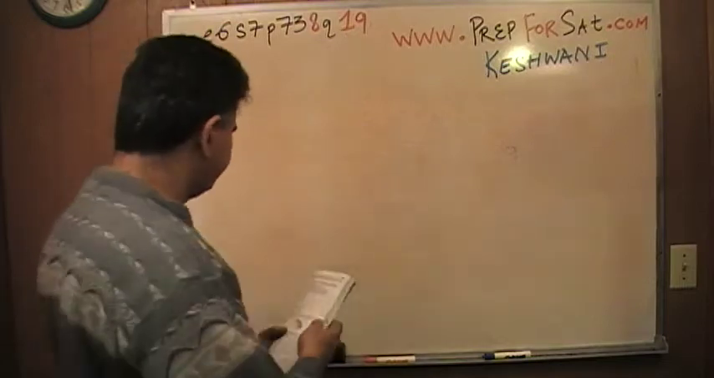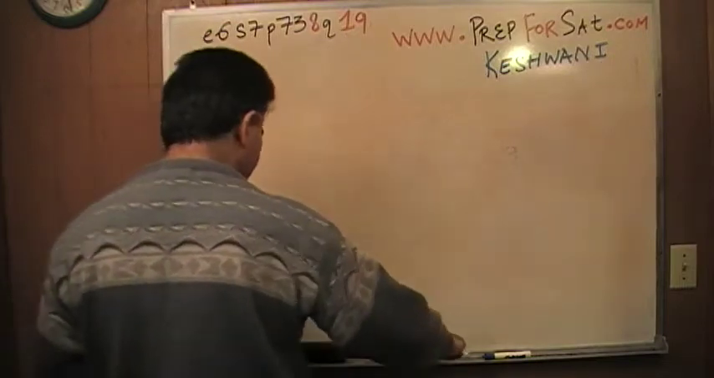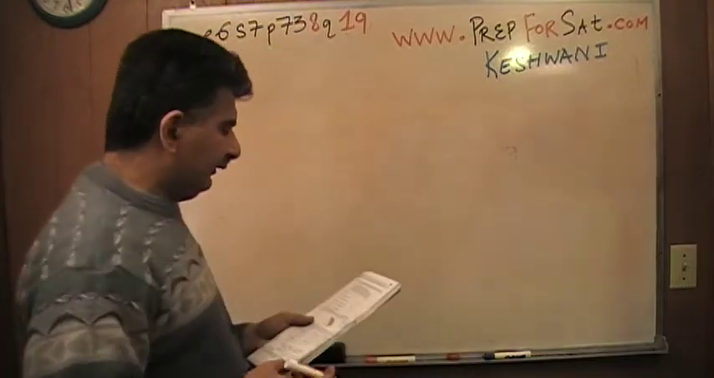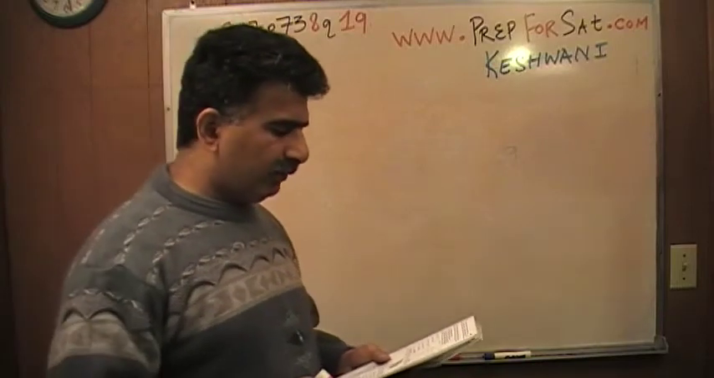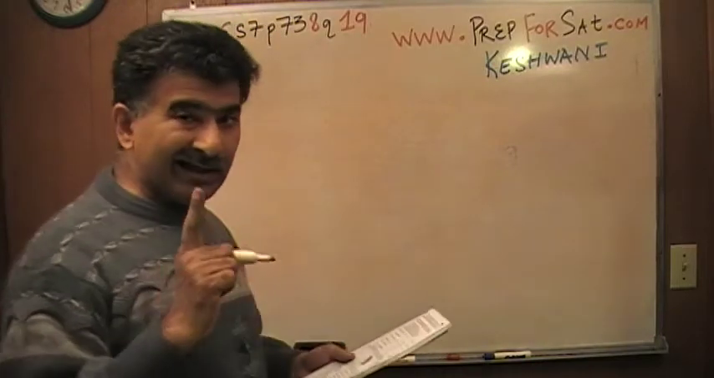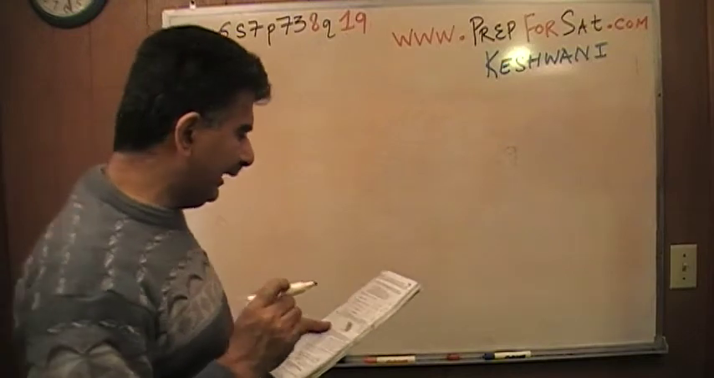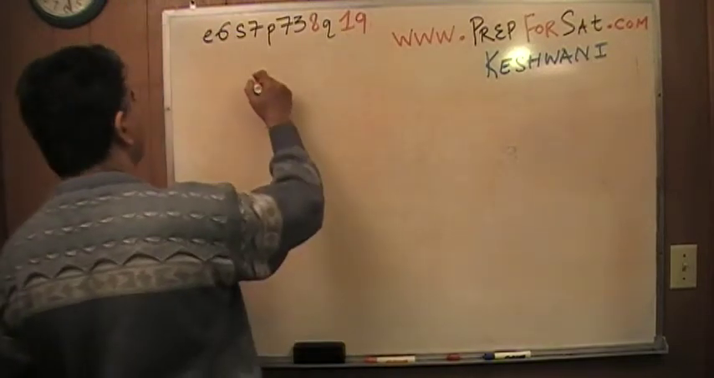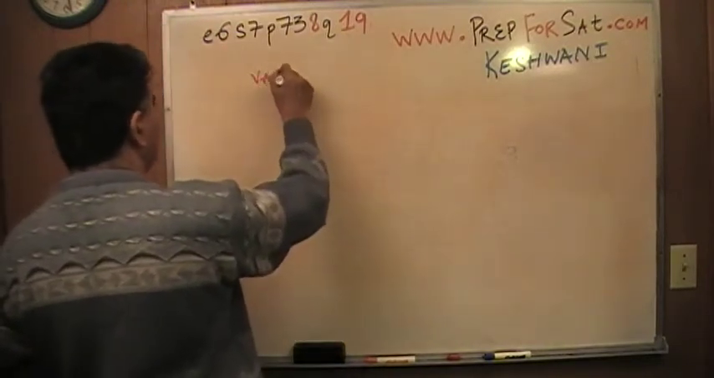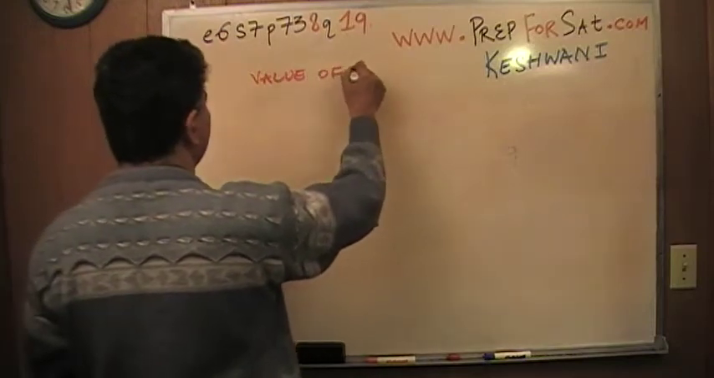Number 19. It says, in a set of 11 different numbers, which of the following cannot, and they give you cannot in capital letters, they're being nice to you, cannot affect the value of the median.